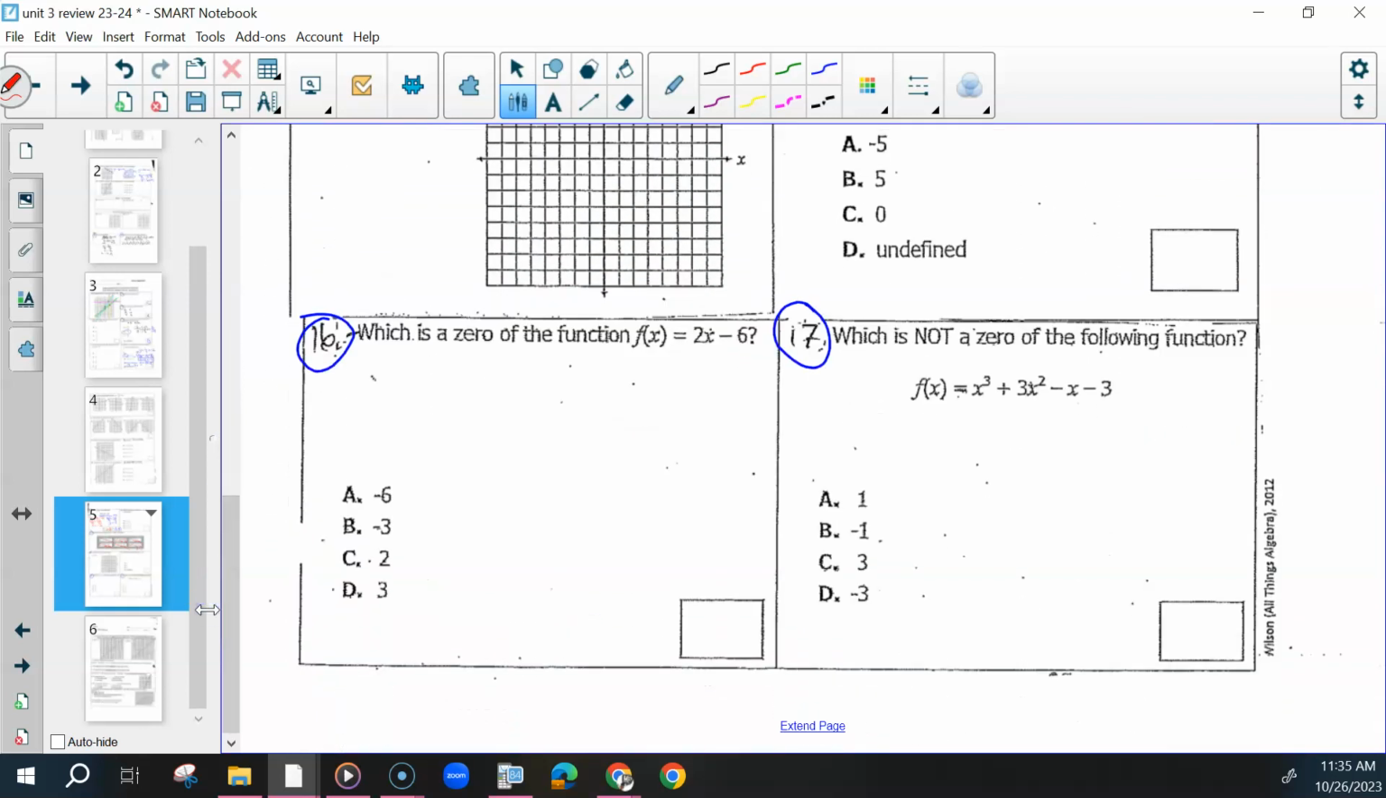Right, 16, which is a 0 of the function. You can do one of two things: graph this, or solve it algebraically. Most of them will say which one. For practice, we'll do it algebraically, but if we want to see it in the calculator, we can do that as well. We're looking for a 0, which is your x-intercept, so that means your y value has to be 0. And solve for x.